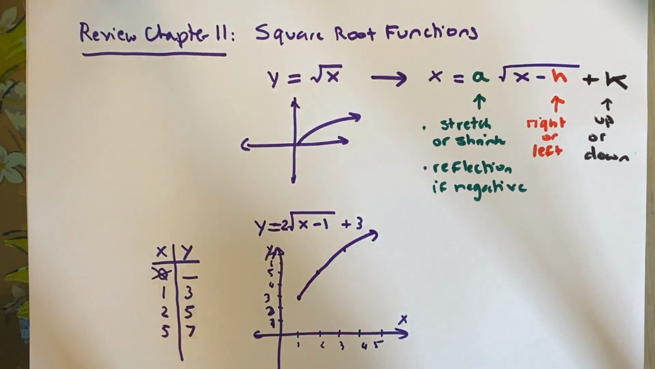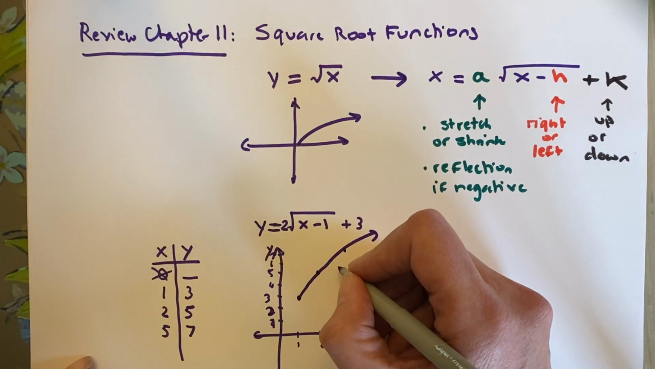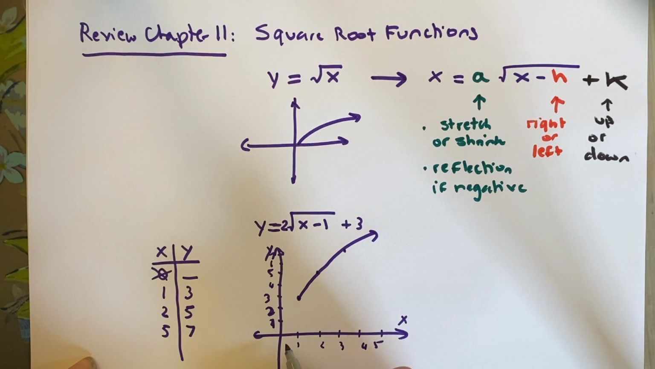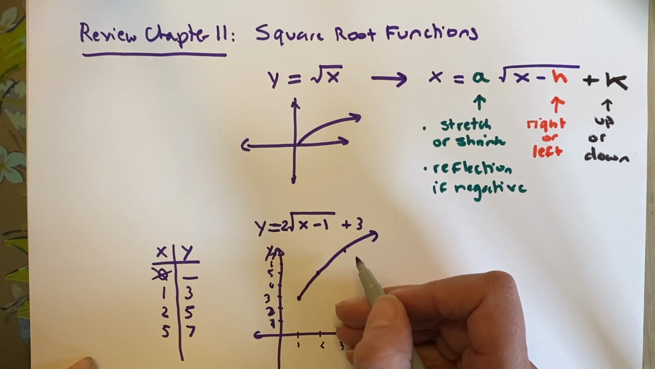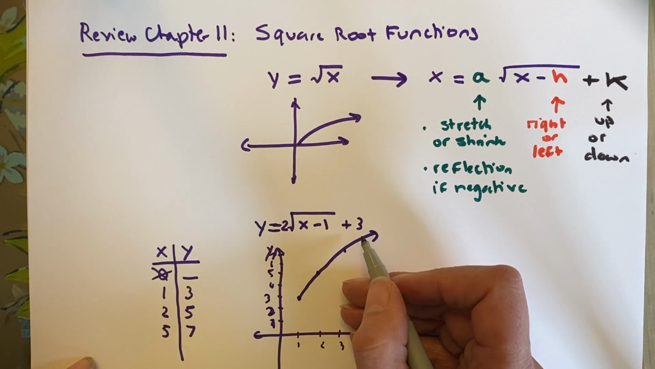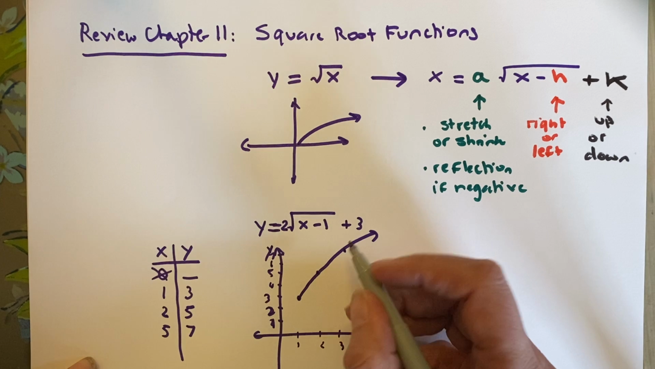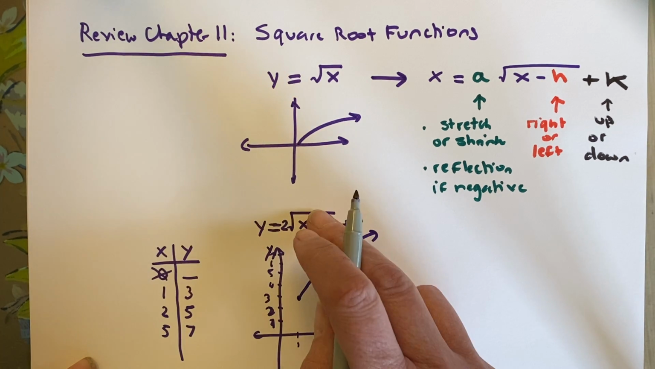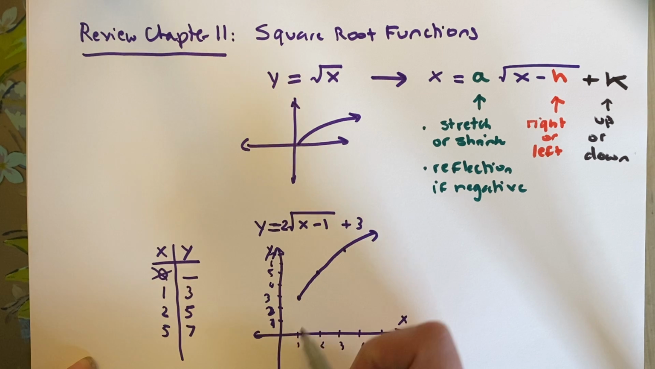Now look at this. You can see right away that this is steeper than the parent function. You can also see that it has been moved over from 0 to 1 to the right. And sorry for saying the y-intercept. This means that this is where the y's start. So it is up by 3. If there were no 1 here, it would be on the y-intercept.